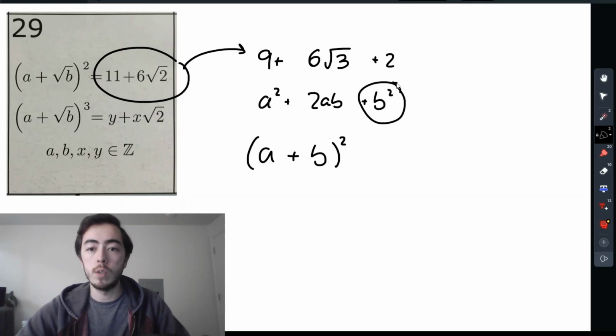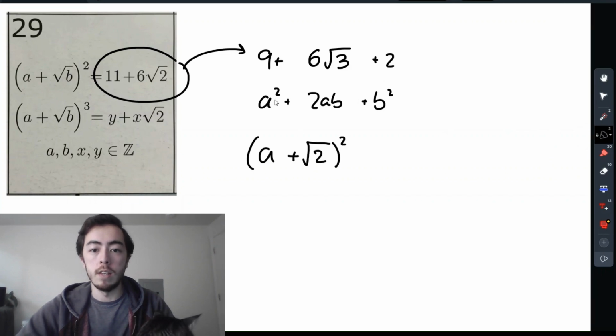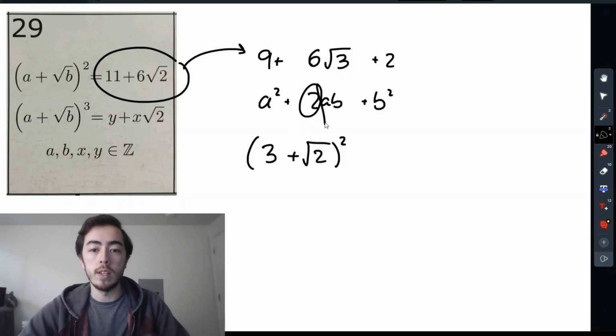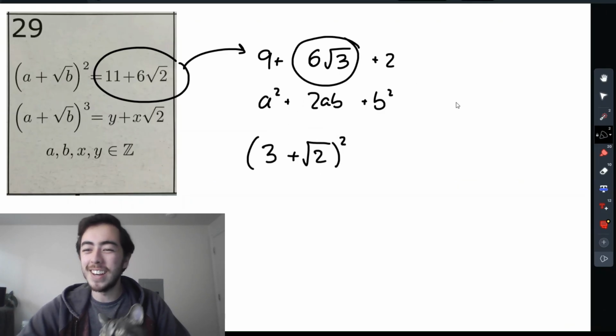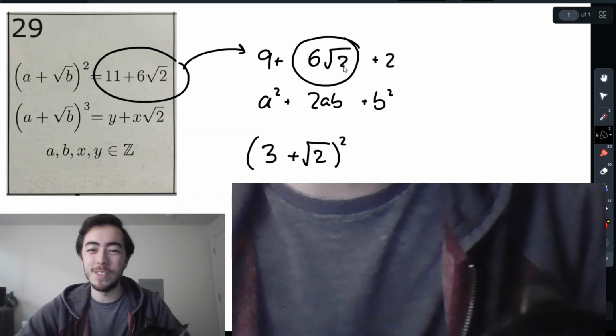Here, if b squared is going to be 2, that must mean that b itself is the square root of 2. And then if a squared is 9, that means that a is the square root of 9, or a is 3. And then fortunately, when we do twice the product of these two, we do get 6 times root 2 in the middle. I don't know why I wrote a 3 there.